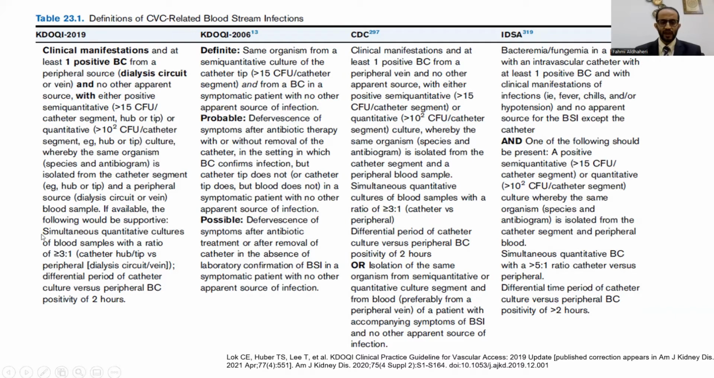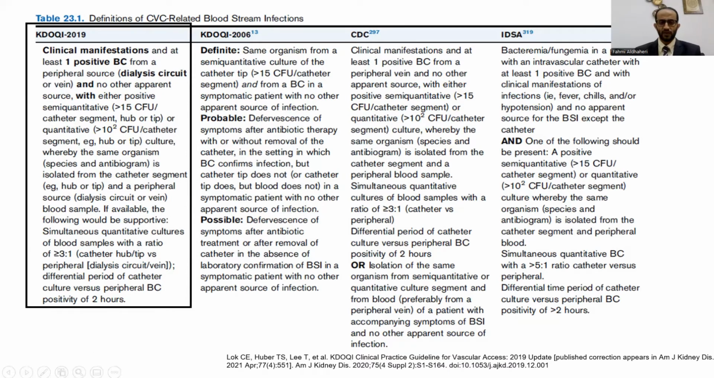And they also add the supportive criteria. The ratio of the culture of the organism should be 3 to 1, so the quantity of the organism is higher in the catheter compared to the peripheral source, and the differential time to positivity is more than 2 hours. So the microbiology will call you that you have a positive blood culture from the catheter before the peripheral source.